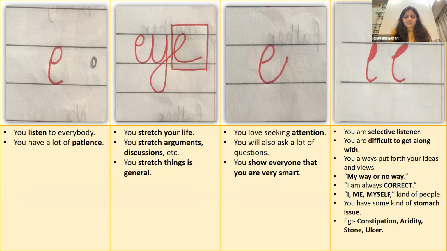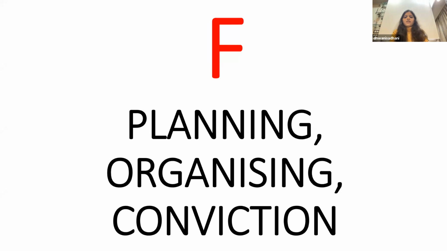So these people are selective listeners and difficult to get along with. All right, we'll go to the next one. Okay, so now F. Now F is for planning, for organization, and for conviction. So in F, what if you have more than one E? In graphology, you will not constantly have one letter. You will always have more than one letter. You'll always have to see the majority. Whatever you have as a majority, that is what your personality is.